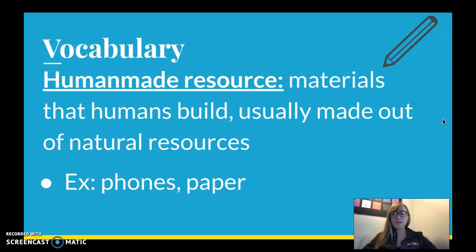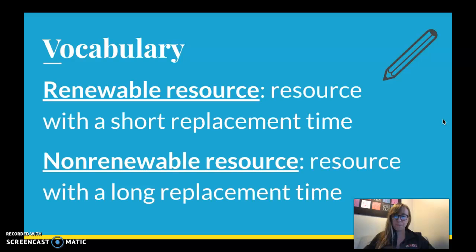Another vocab word or phrase, this is human-made resources. These are obviously materials that humans are making. Usually made out of natural resources. So phones and paper, those are human-made resources that are coming from natural resources, but not natural resources themselves.